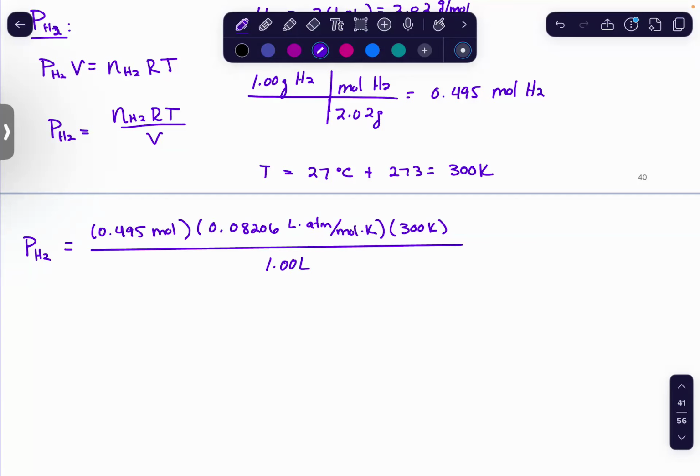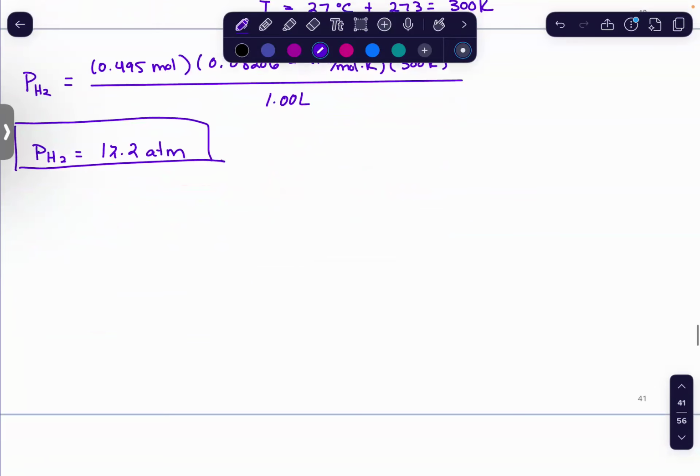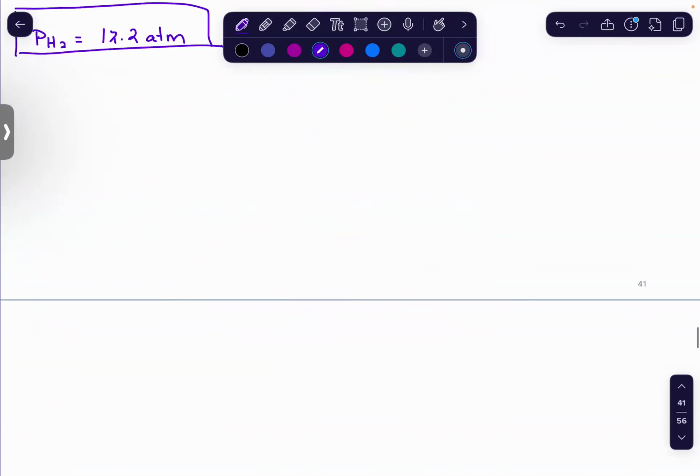So our pressure of H2 is going to equal 12.2 atmospheres. And that is that first partial pressure we're looking for. And again, I can set it up using the ideal gas law because remember, this would be the pressure of H2 in that container if the helium wasn't present. So I can just use the number of moles of H2, plug everything into the gas law, and get that pressure, which means that for helium, I can do the same thing.